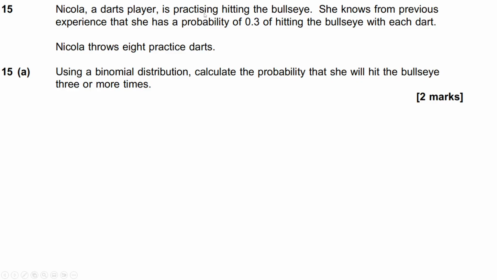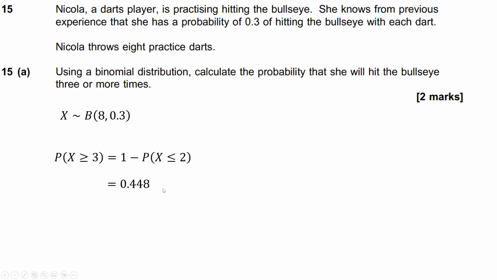Nicola is a darts player. She's practicing bullseyes. She has a probability of 0.3 of hitting the bullseye with each dart. She throws 8 practice darts, and using a binomial distribution, calculate the probability she'll hit the bullseye 3 or more times. If we call x the number of times she hits the bullseye, it's distributed as this. 8 is the total number of darts, and this is the probability of success, which is 0.3. We want x to be 3 or more, so x is greater than or equal to 3. If you're using a calculator, which you probably are, you can just say that that's 1 minus the probability of x is less than or equal to 2. Just plug that into your calculator, you get 0.448.